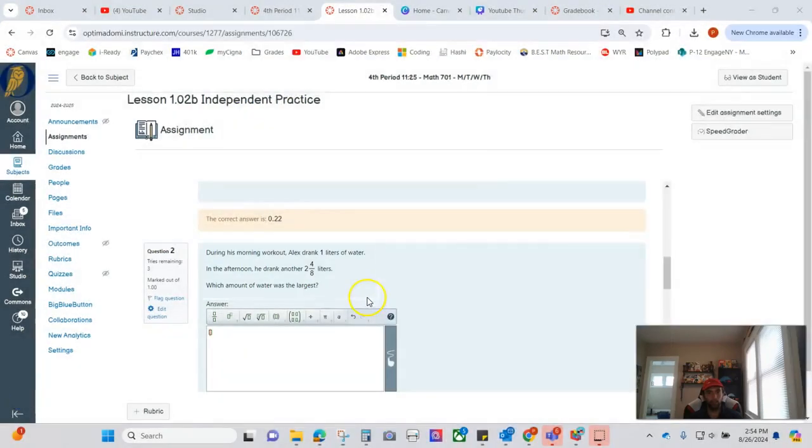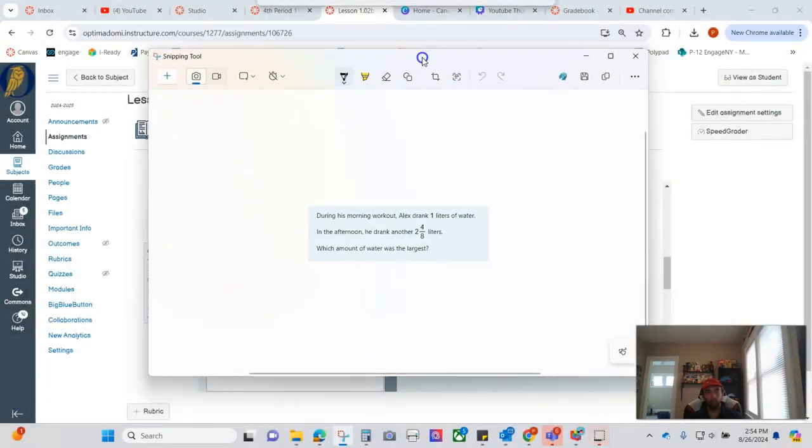I'm going to take a snip of this question before I start reading it. So, during his morning workout, Alex drank 1 liter of water. In the afternoon, he drank another 2 4/8 liters. Which amount of water is the largest? Now, for my numbers, I think it's easy to compare which one's larger, but just in case your numbers are different and more challenging, I'm going to practice turning both of these numbers into the same form.